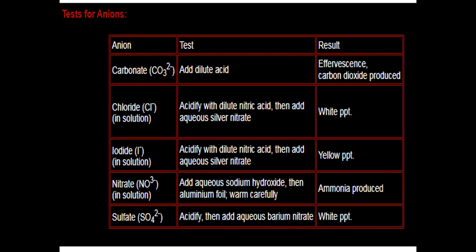it means ammonia is being produced. Okay, if you have sulfate, just acidify with any kind of acid, then add aqueous barium nitrate, and a white precipitate is produced. Now these are the effects and the results, and with the help of these effects you can justify that your salt may contain carbonate, chloride, iodide, nitrate, or sulfate.